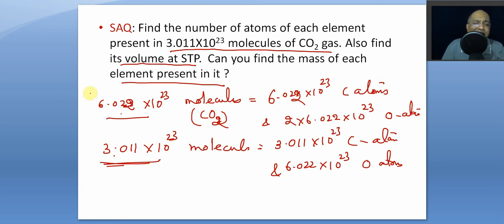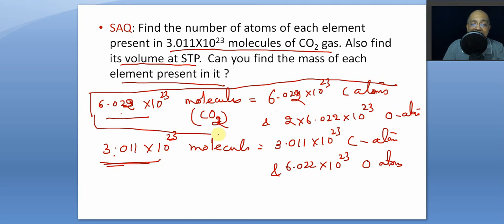Because there is no necessity of doing this. It is foolishness. These things we should not have done. Because 1 molecule contains 1 carbon atom and 2 oxygen atoms. So these many molecules will contain that many carbon atoms and double the number of oxygen atoms. That's it. There was no need to use Avogadro's constant.